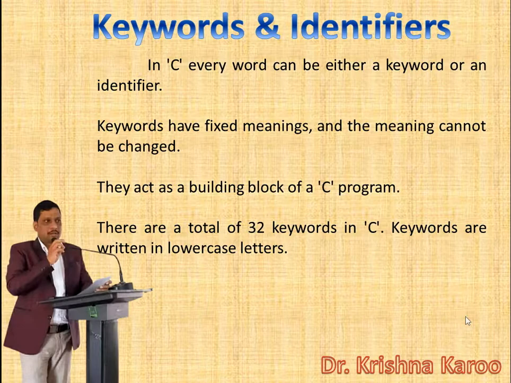There are a total of 32 keywords in C. Keywords are always written in lowercase letters because C is a case-sensitive language, and that's why we have used all the keywords in lowercase. Keywords are reserved words and their meaning is fixed. Now we will see what the various 32 keywords are.